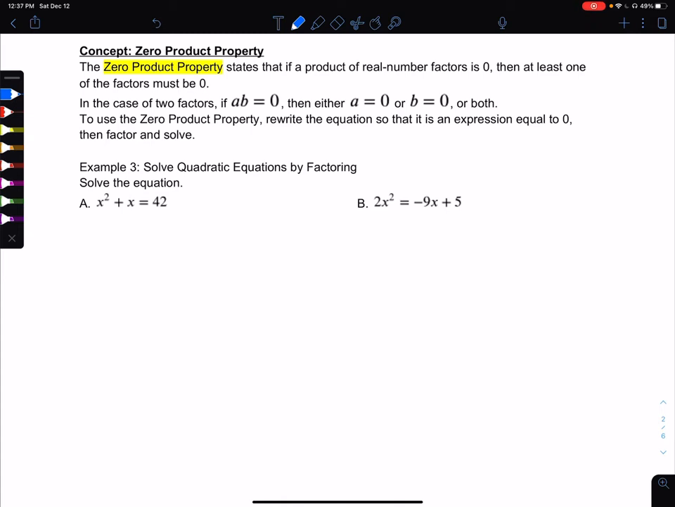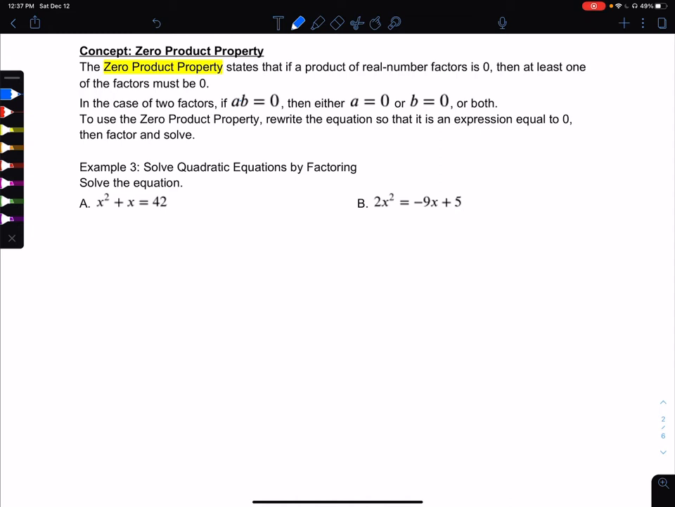In practice, what does that look like? In the case of two factors, if you have a times b, sometimes people like to put a little multiplication sign in there, a times b equals 0, then either a has to be 0, b has to be 0, or both of them can be 0.